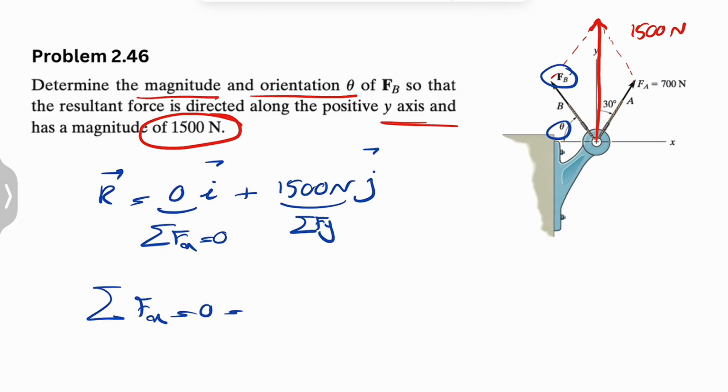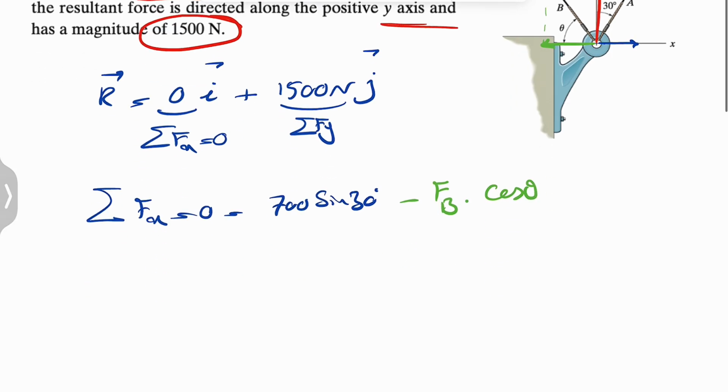Let's see what we have. We have the x component of 700, which is this component. We have that angle, so it's going to be 700 sine of 30, and we also have the x component of Fb, which we can see is negative, so negative Fb cosine of theta. Sine of 30 is 0.5, so we can conclude that Fb is 700 divided by 2, which is 350, over cosine of theta.